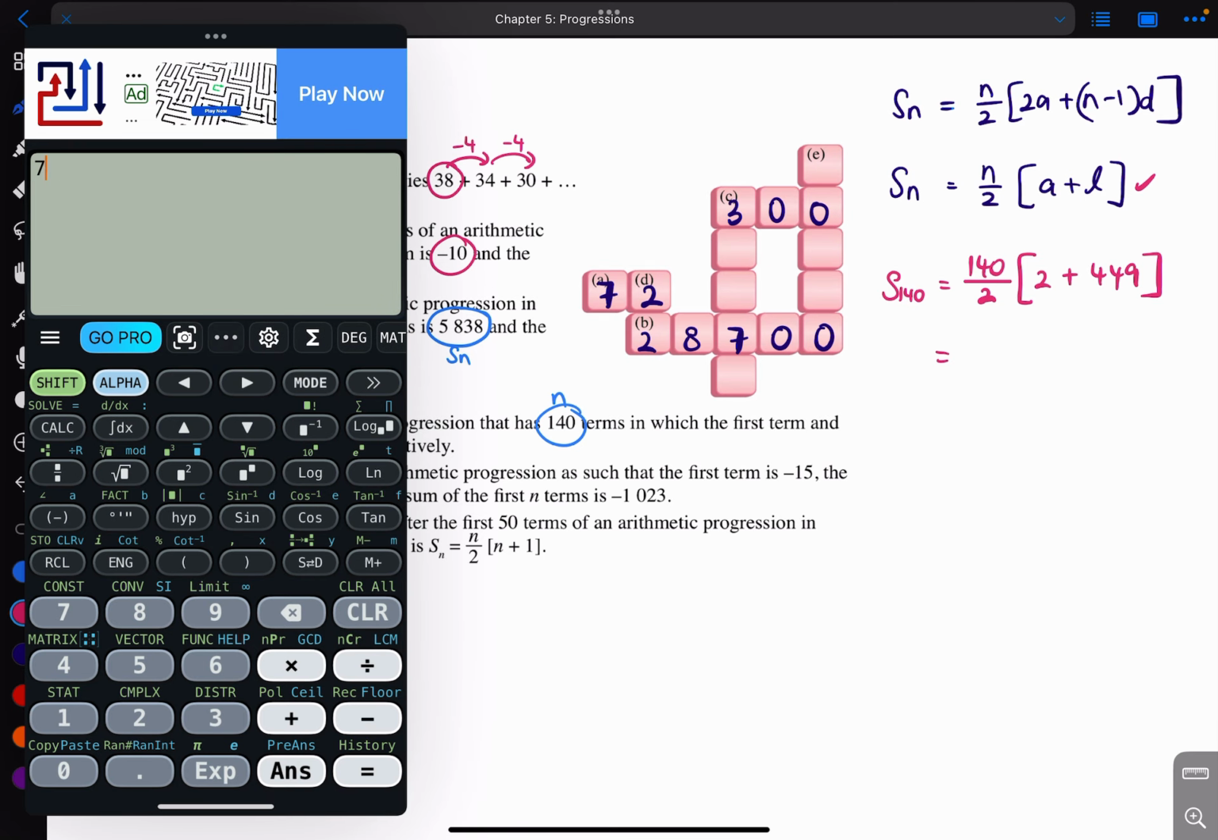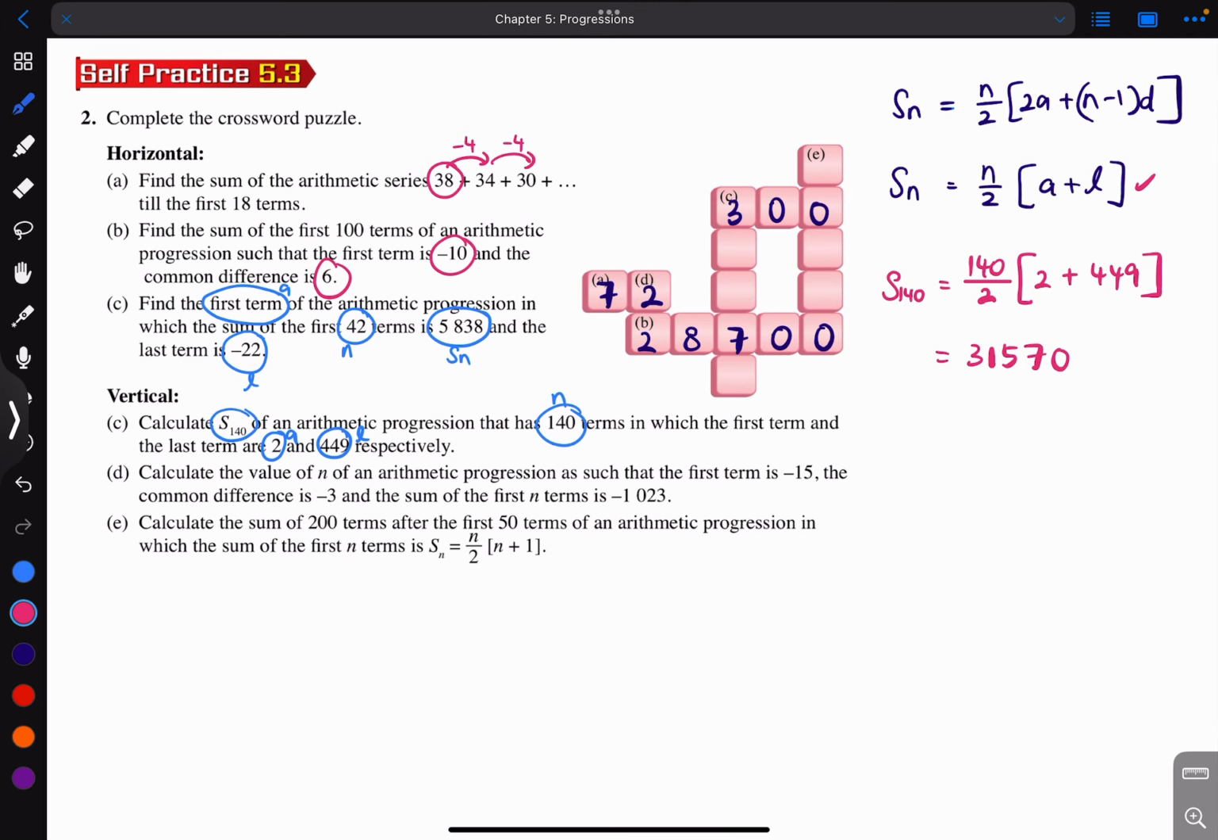Okay, 140 over 2 is 70. 2 plus 449. We get 31570. This will be vertical C. So 31570. Perfect. Okay, last one. We only got one left. Actually, we just do E enough. Right, never mind. Let's just try D just to double check.